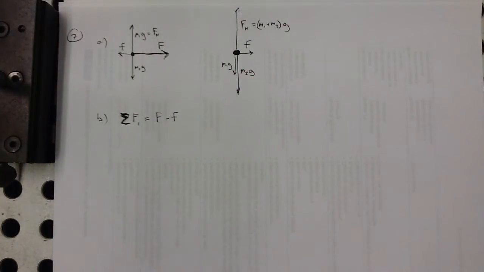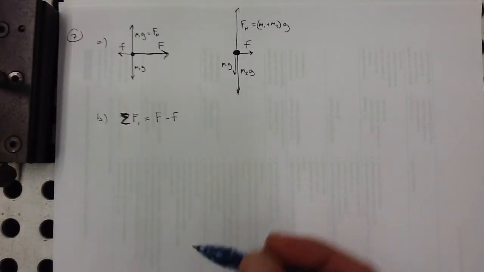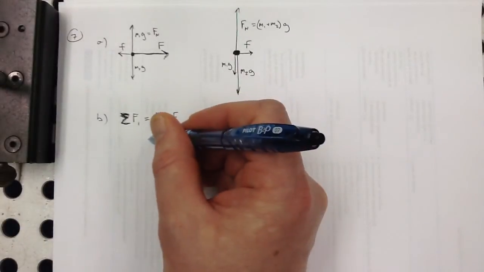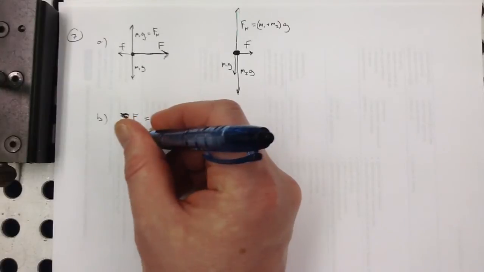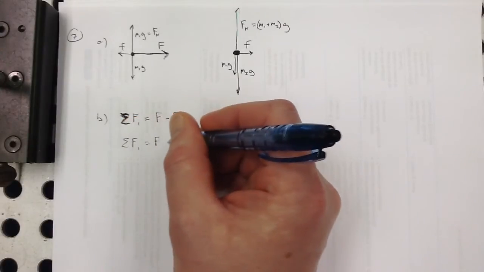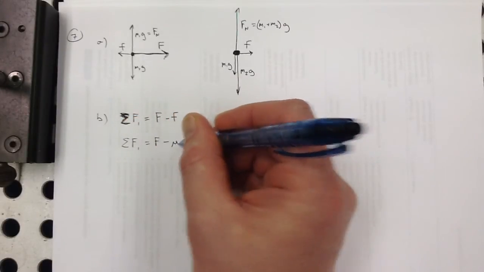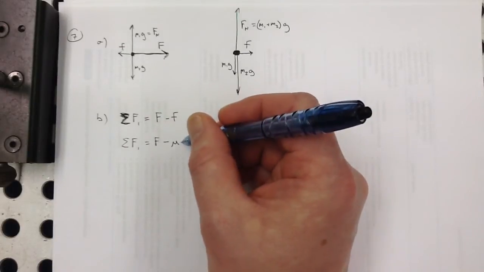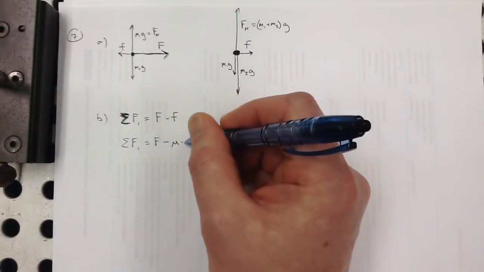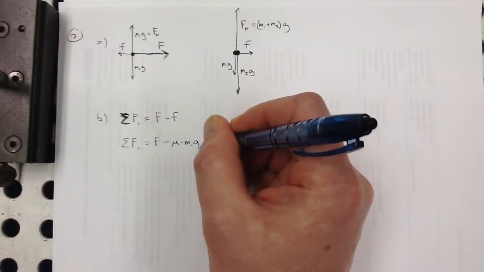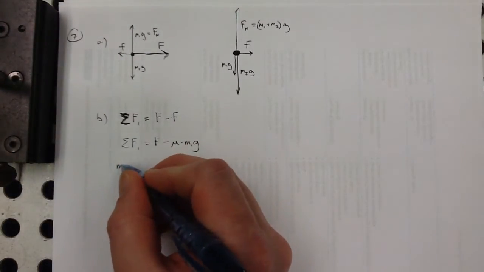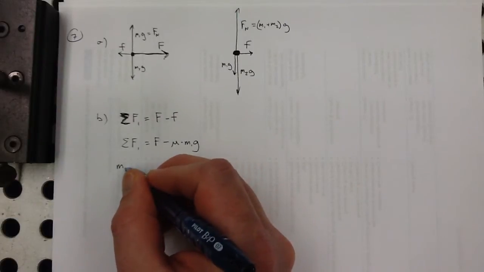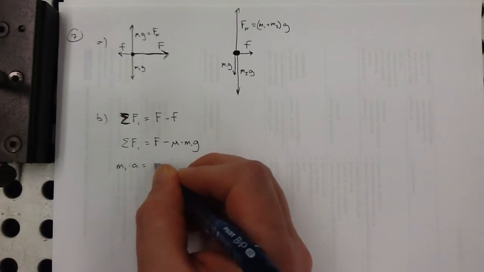Right? And how much friction is there? Well, there's mu times the normal force, right? So that would be equal to mu. That's one of the letters they gave us that we're allowed to use, times the normal force, which is m1g. Sum of all forces is mass times acceleration.